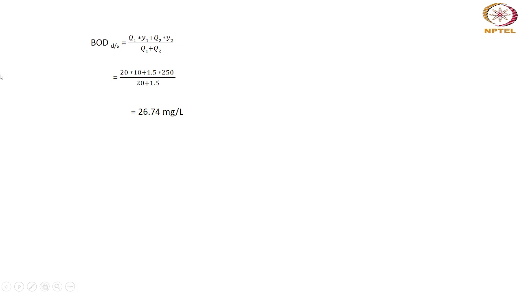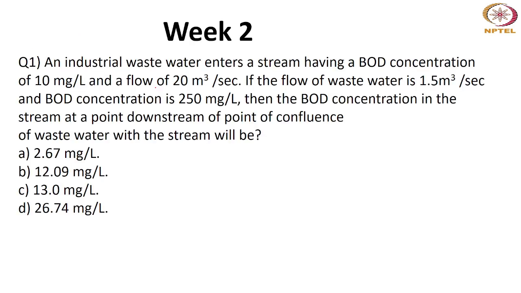Okay, so let's go to the answer. The correct answer is D, 26.74 mg per liter. So we will see how to solve this. BOD downstream is written as Q1 multiplied by Y1 plus Q2 Y2 divided by Q1 plus Q2. So that will be 20 multiplied by 10 plus 1.5 multiplied by 250 divided by 20 plus 1.5.